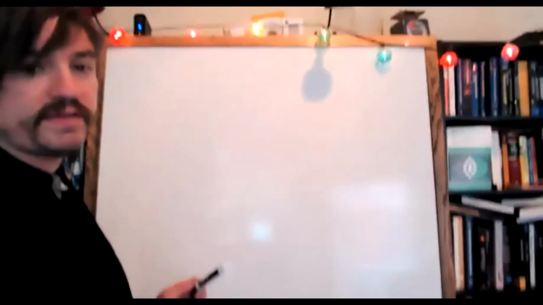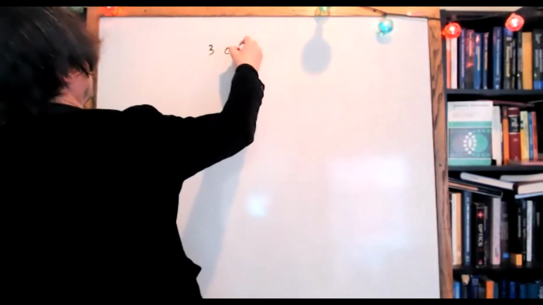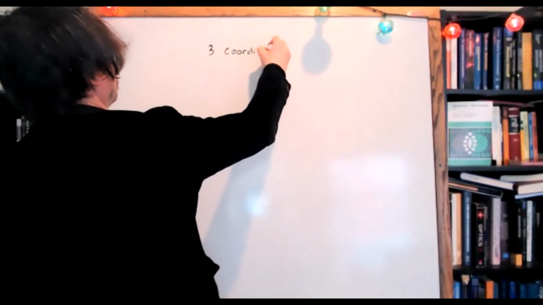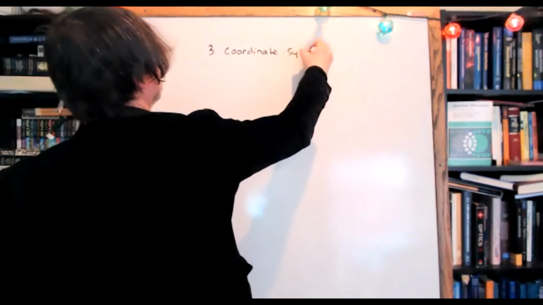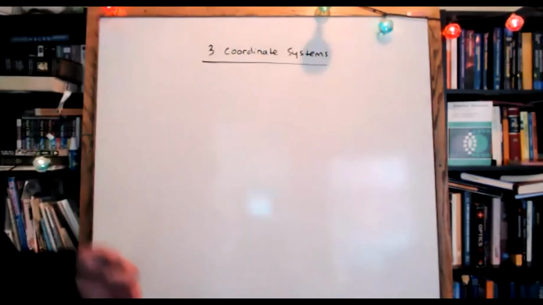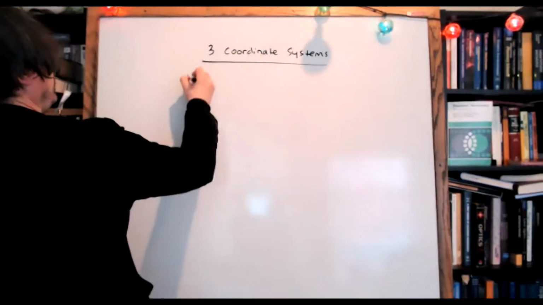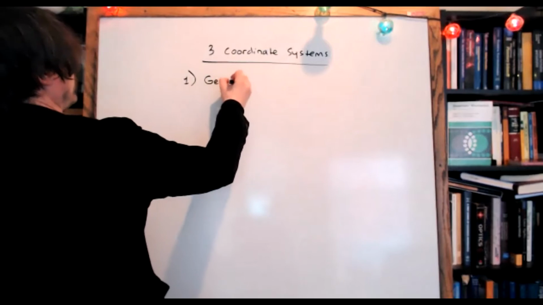Our goal is to describe 3 coordinate systems that we need to describe the paths of stars in astronomy. The first is we're going to need to review geographical coordinates.